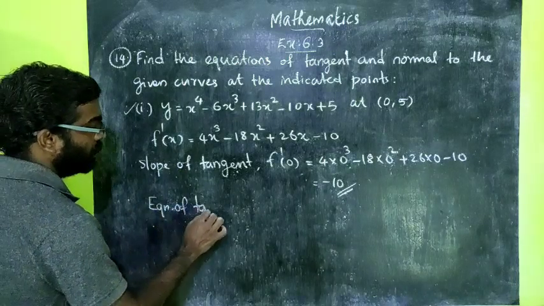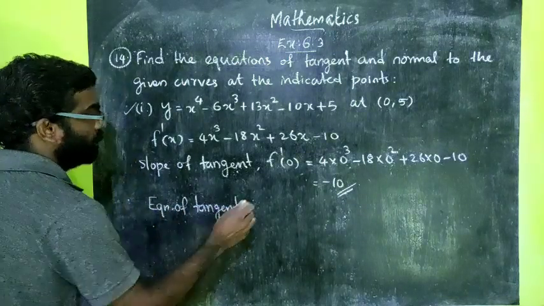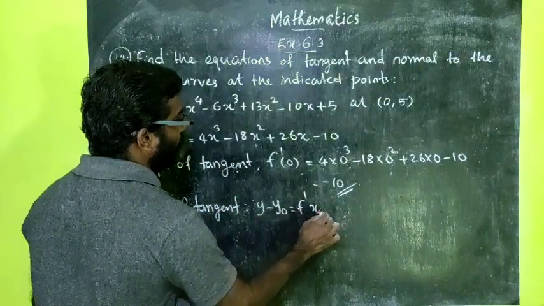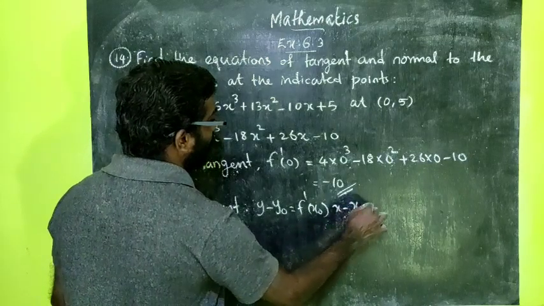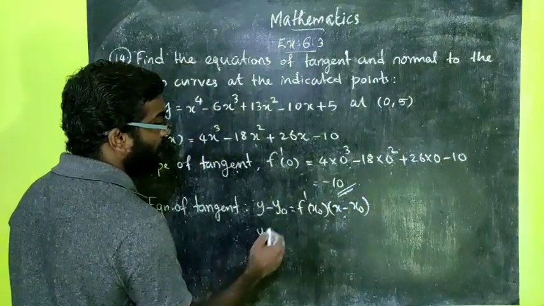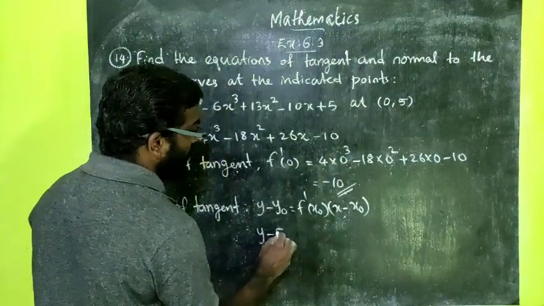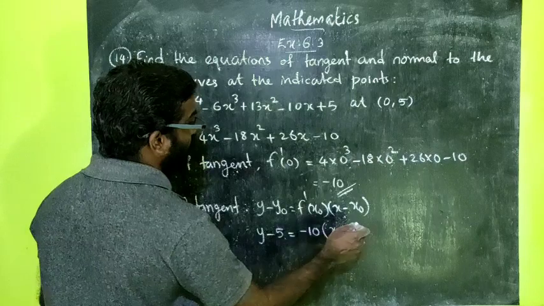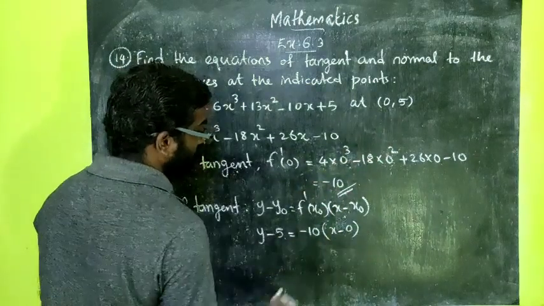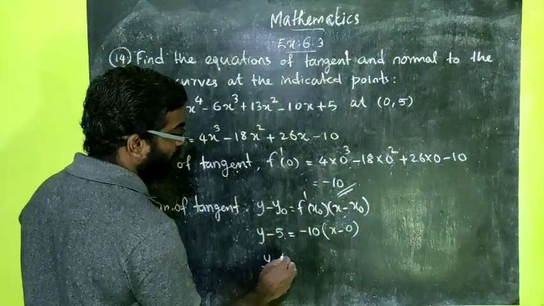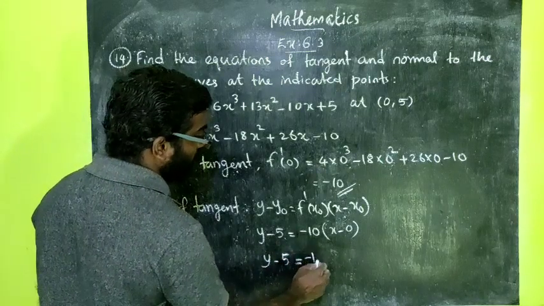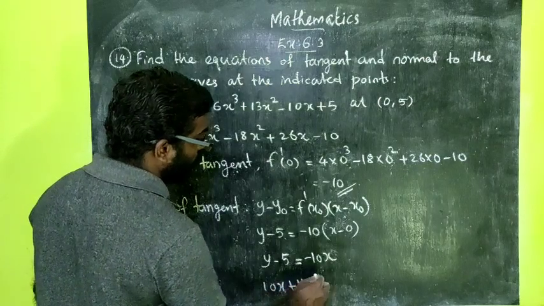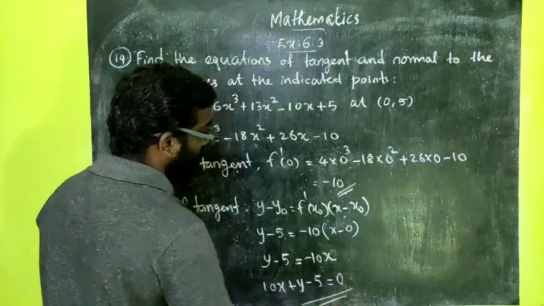Equation of tangent is y minus y0 is equal to f dash of x0 into x minus x0, and here it is y minus y0, y0 is 5, which is equal to f dash of x0, and it is minus 10 into x minus x0, it is 0. So it becomes y minus 5 is equal to minus 10x, or we can write 10x plus y minus 5 is equal to 0.